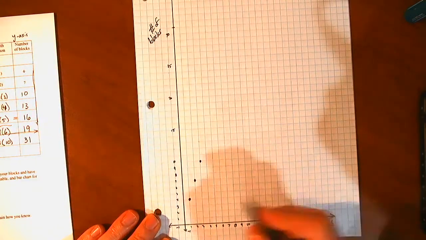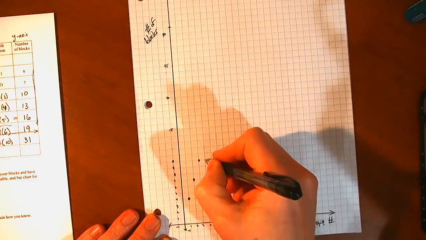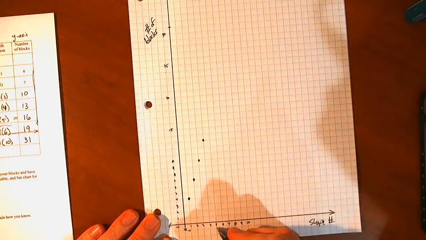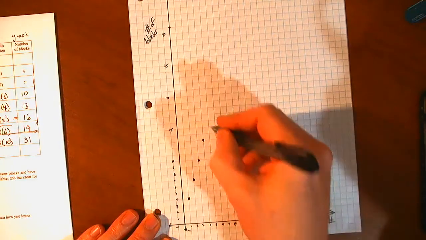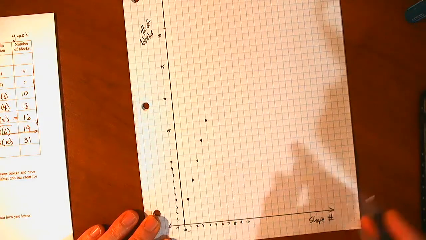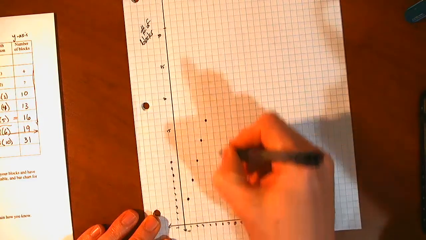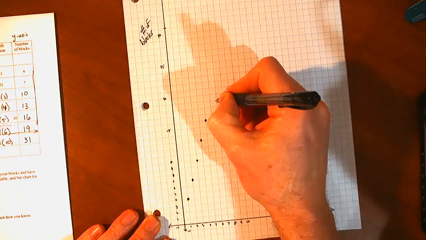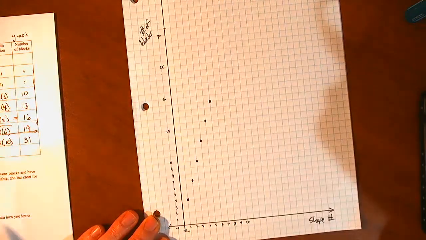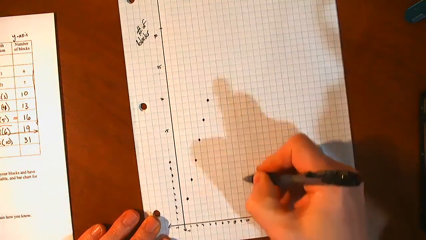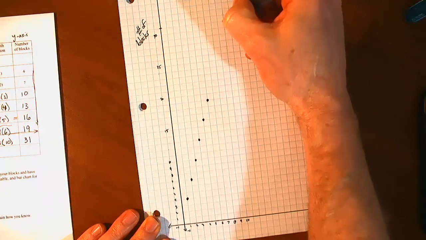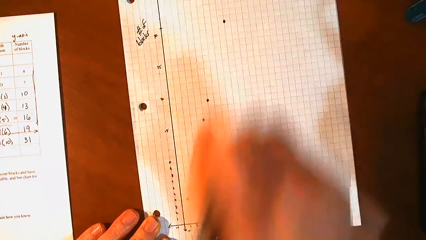Step 4 had 13 blocks, so 4, 10, 11, 12, 13. Step 5 had 16 blocks, so there's 15, 16. Step 6 had 19 blocks, so that's, oops, there we go, there's that. And then the last, step 10, had 31 blocks. So here's step 10, which had 31 blocks right there.